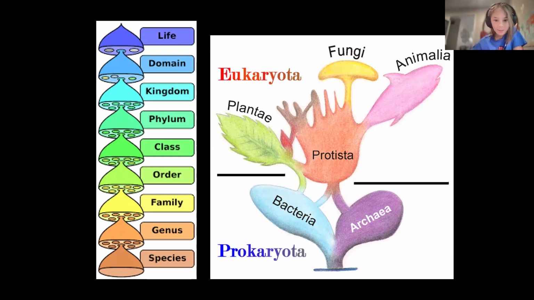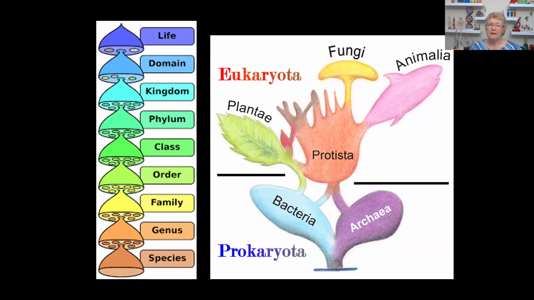So like bacteria and archaea are more like germs and stuff like that, like smaller, and then Animalia is like animals, fungi, plants, stuff like that. Yep, those are the kingdoms that they are.